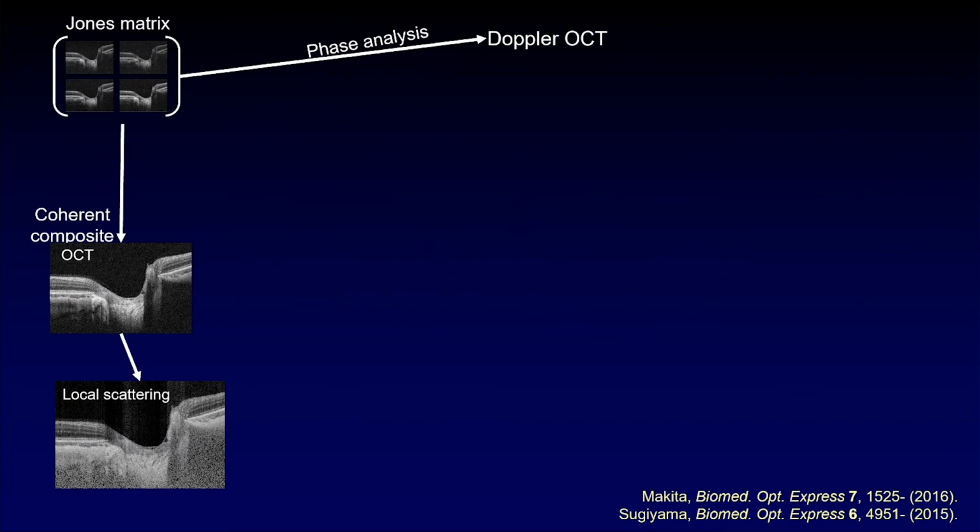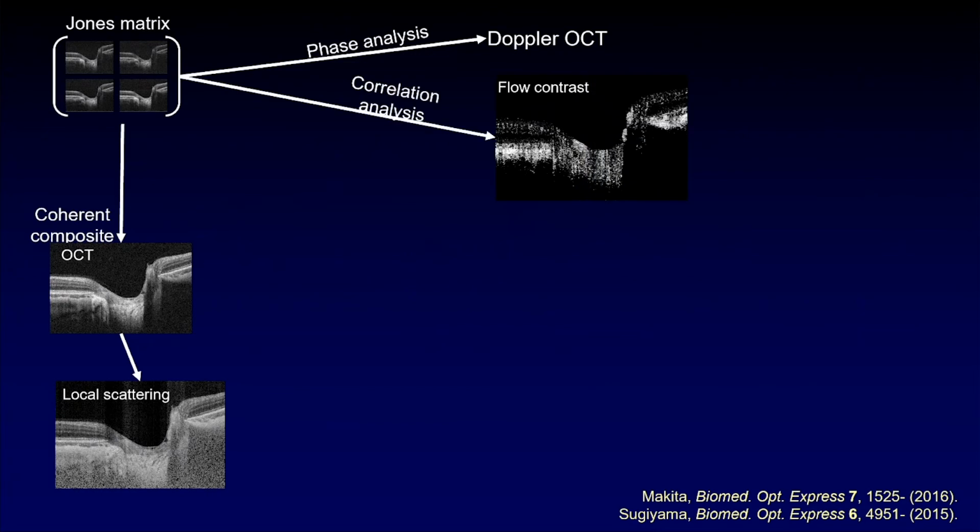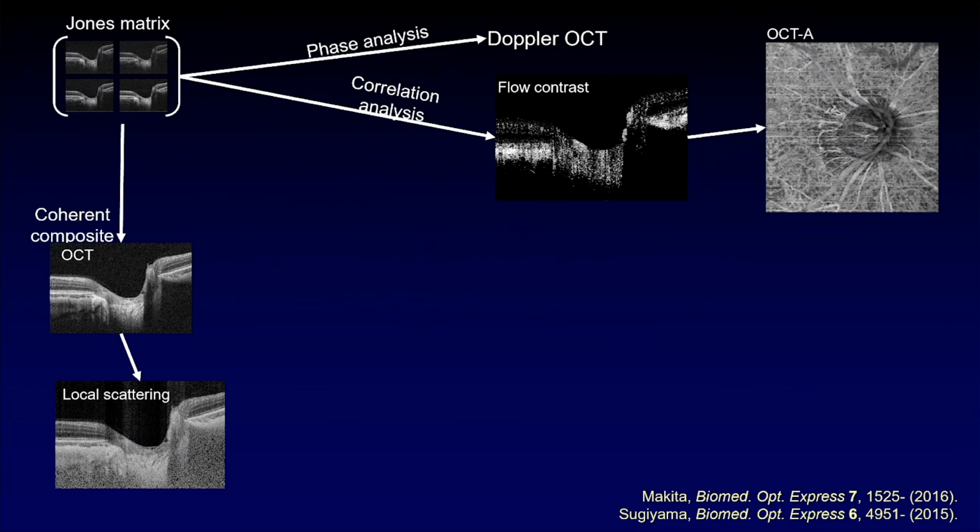Okay, and similarly, we also can compute the temporal correlation of the time sequence of the signal, and it gives us the flow contrast. Okay, the Doppler OCT is a quantitative flow. And this flow contrast based on the correlation analysis gives us a more subjective representation of the flow. Maybe qualitative is a better word. Qualitative representation of the flow. And from this, for example, we can obtain a label-free non-invasive angiography, so-called OCT angiography.